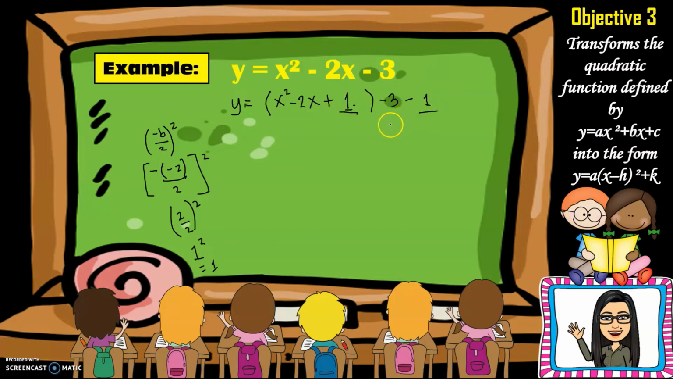Got it? What is the next step? So, our next step is to express the perfect square trinomial as a square of a binomial. So, since this is already a perfect square trinomial, we express it as a square of a binomial. How? That was already studied in your previous years. We will make the perfect square binomial. So, how do we make a perfect square binomial?